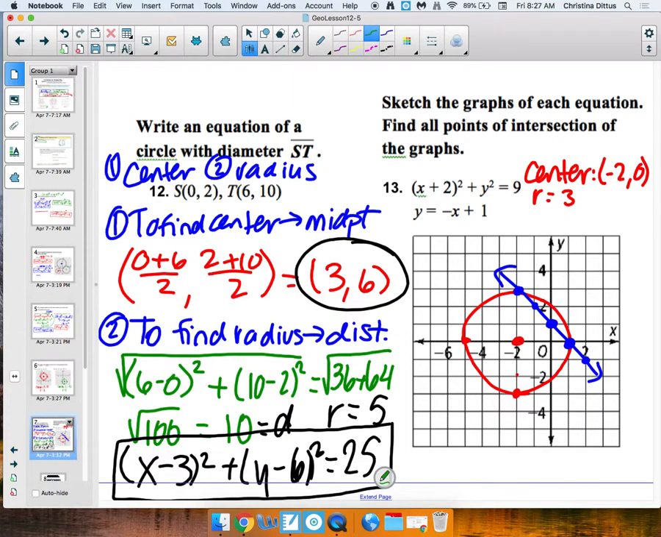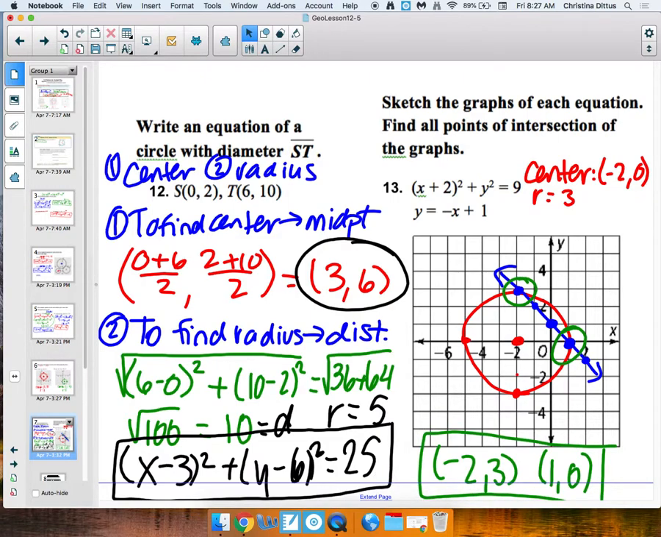Why are we throwing this in now? Where do we cross? -2, 3 and 1, 0. Okay. Questions?